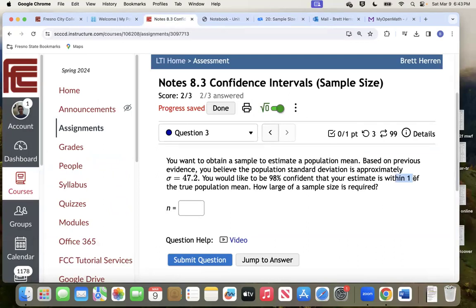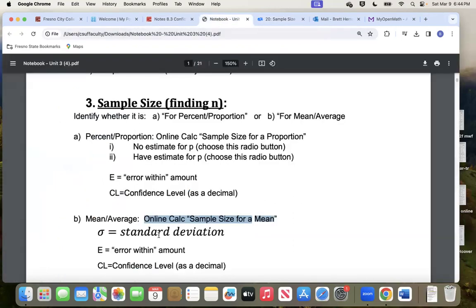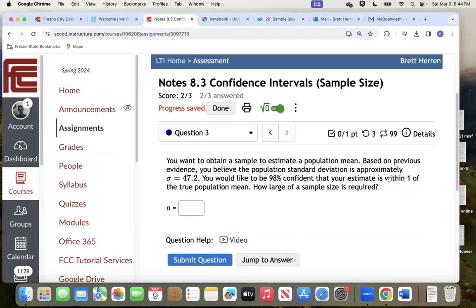So within is always the error. You can see that right here in the notes. It says E is error within amount. So we want to estimate ahead of time within 1 month what the average number of months is these tires are going to last. By the way, notice that that's not 1%, is it? It's just straight one. See it right here? It's one. It's not 1%.